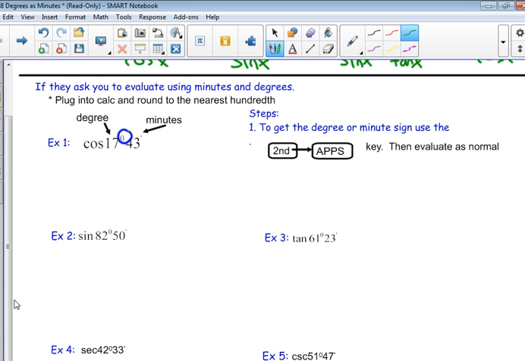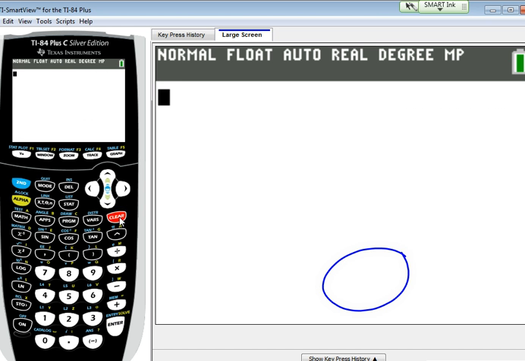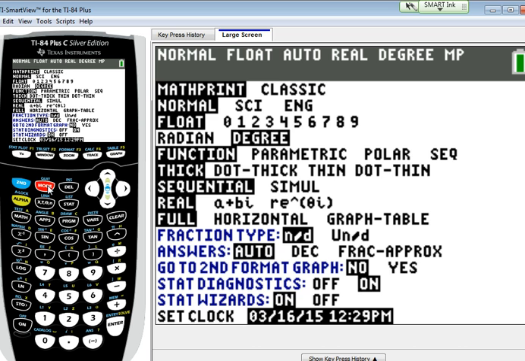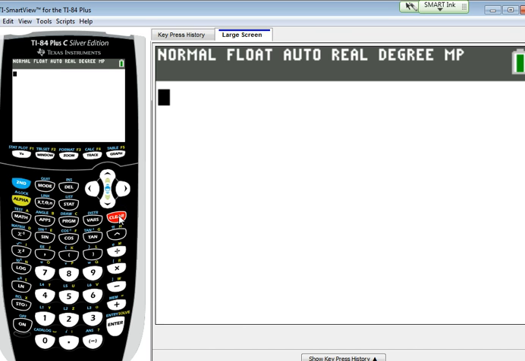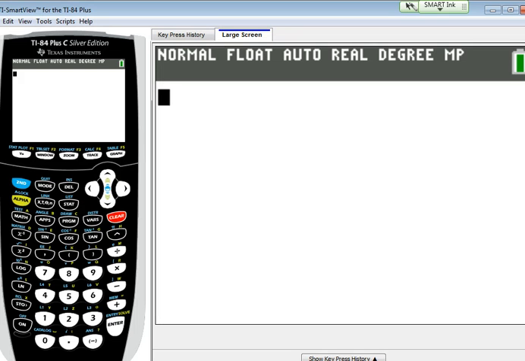Okay. So to do your cosine of 17 degrees and 43 minutes, you make sure first that your calculator is in degree mode. So go to your mode key. Make sure it's in degrees. If it's not in degrees, it's going to be messy. So make sure degree is highlighted. All right, so we're going to do the cosine of 17 degrees. Here's what we need to hit first.